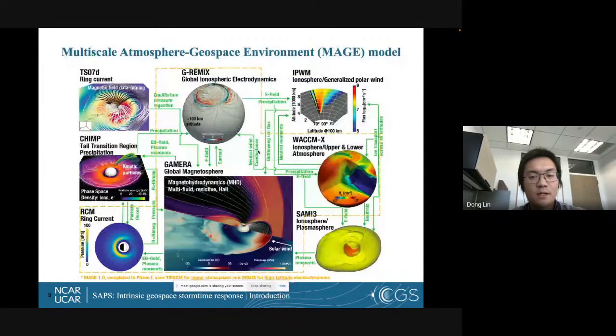One of the staple products of CGS is the so-called MAGE model, or Multiscale Atmosphere Geospace Environment. This is a grand blueprint, as you can see, including a global solver of the entire ionosphere. The ultimate goal is to understand the entire geospace, from a scale of 20 kilometers to the range of 2 million kilometers of the entire magnetosphere, with such a state-of-the-art geospace model.